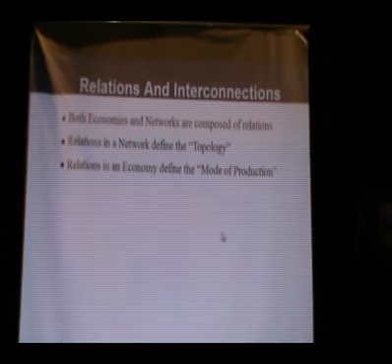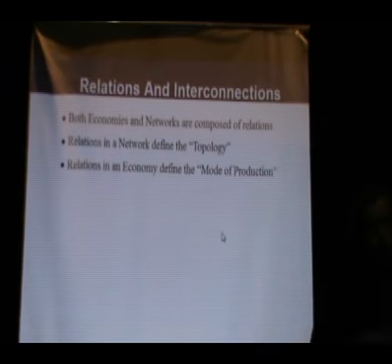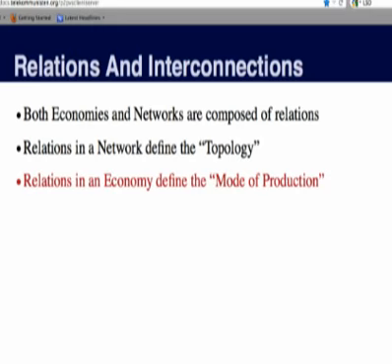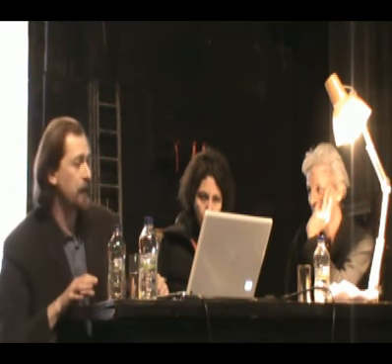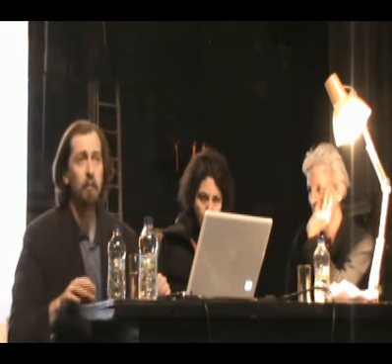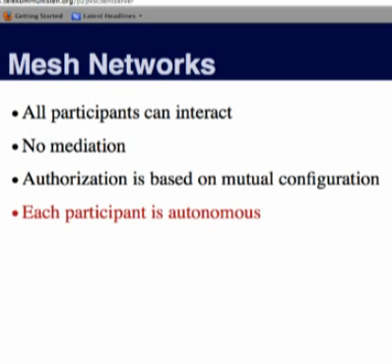Right. So in all these categories, network topologies and the modes of production are relations and interconnections. Both economies and networks are composed of relations. Relations in a network define the topology of the network, and relations in an economy define the mode of production in that economy. Right? Now, within networks, there are two basic kinds. The first one we'll talk about is a mesh network. A mesh network is a network in which all participants can interact, where there's no mediation, where authorization is based on mutual configuration, and where each participant is autonomous.